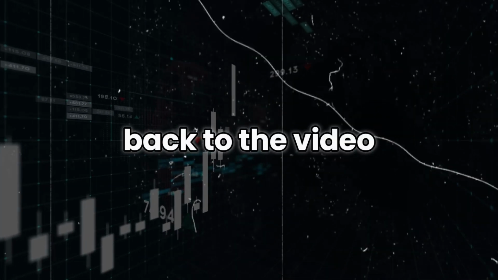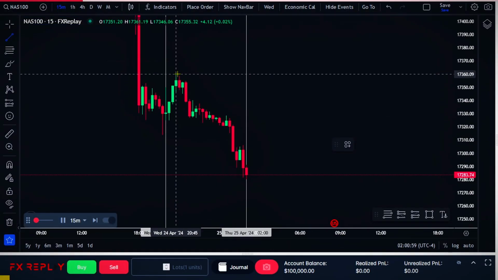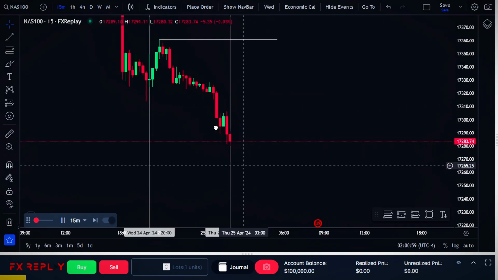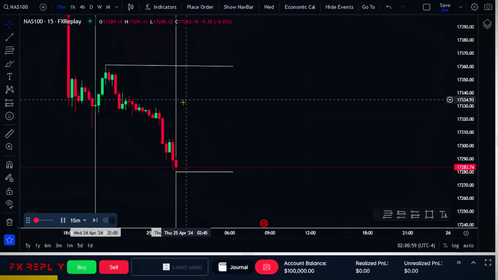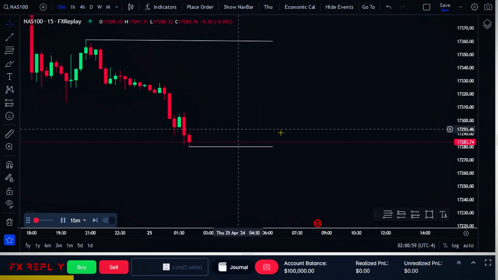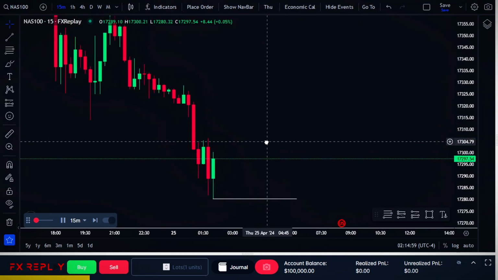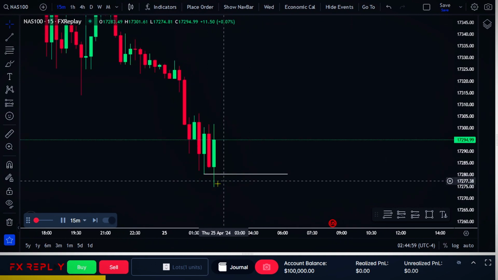Moving ahead to our next example, as soon as the Asian session ends at 2 a.m., we will mark the Asian session's range high and low. Let's play the price ahead and wait for the liquidity sweep. I think the Asian low is most likely to be swept as we are already close to it.